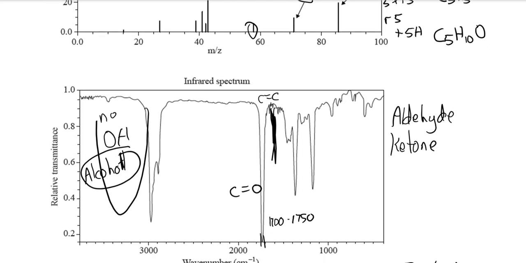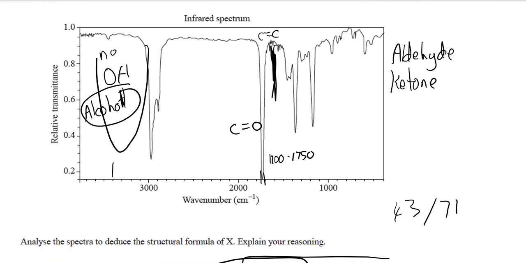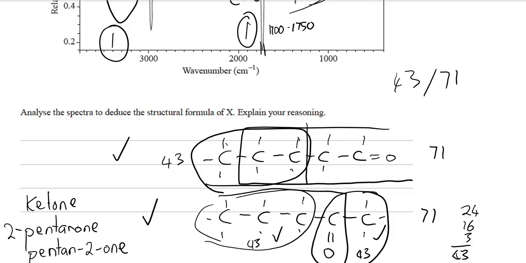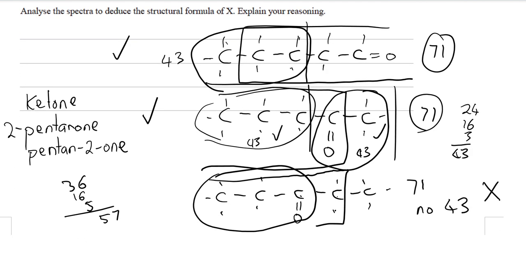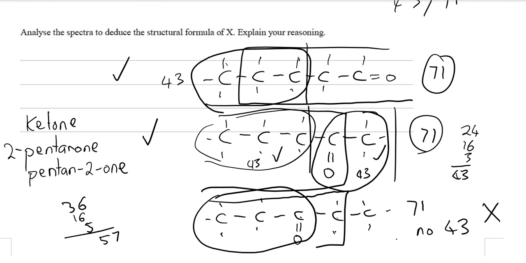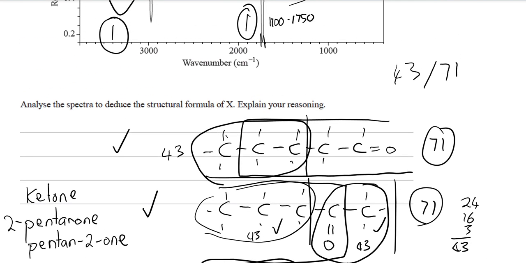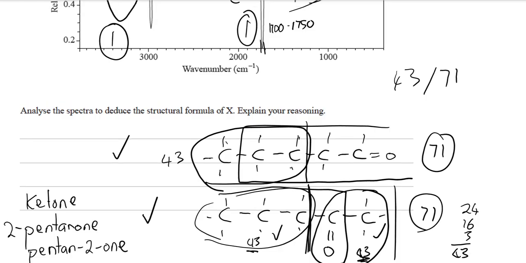So what would I say as my reasoning? The 1 mark I would say would be it can't be an alcohol. 1 mark is that you have that there. So it's either a ketone or the aldehyde, and then breaking it down here into your sections, and showing that it can't be the 3-pentanone because there's no 43, and then figuring out if this one has multiple 43s, so it's most likely going to be that one.